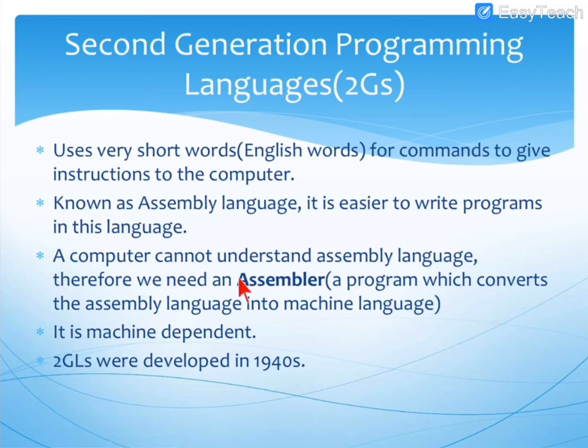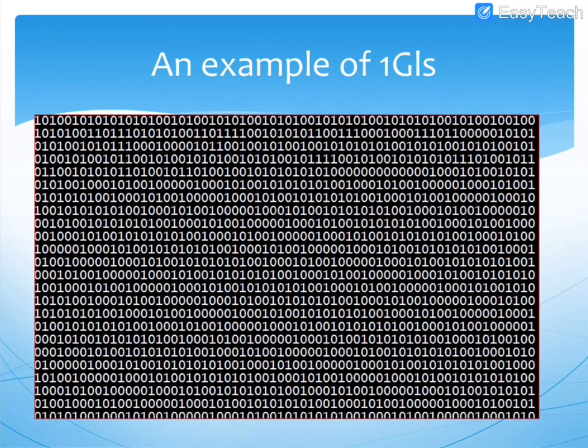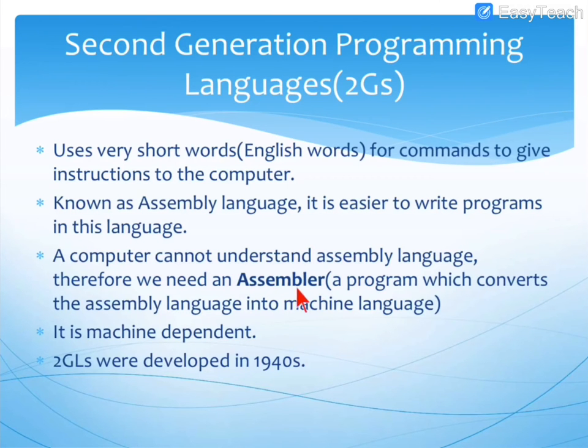So we need an assembler. What does an assembler do? An assembler converts our assembly language program into machine language. Machine language here means the language of zeros and ones, like this one. So an assembler is required. An assembler is another program which converts the assembly language into the machine code. These second generation programming languages are also machine dependent, meaning they only work on specific computers and may or may not work on another computer.